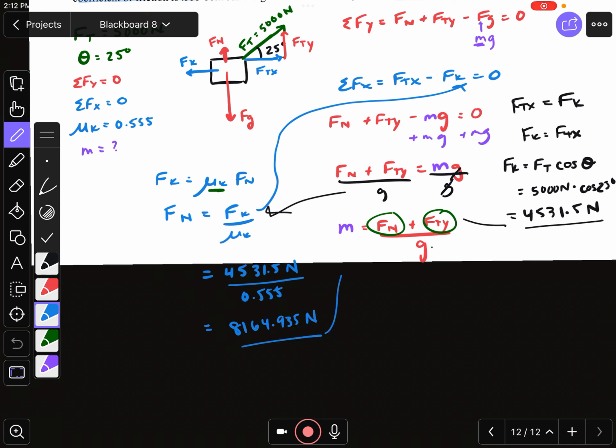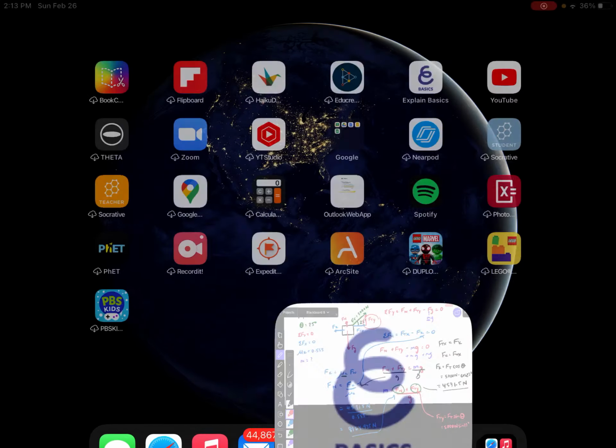And again, it's still newtons. So now I have Fn, but I need to go find Fty. Fty is the adjacent side of the same triangle. Fty is equal to Ft sine of theta. So I have 5,000 newtons sine of 25 degrees.